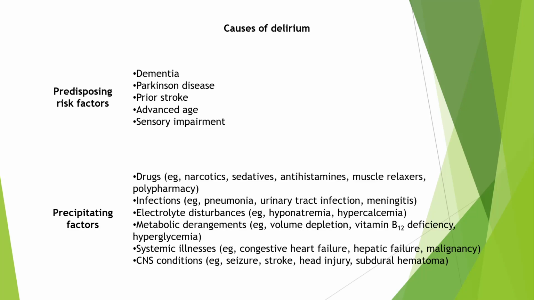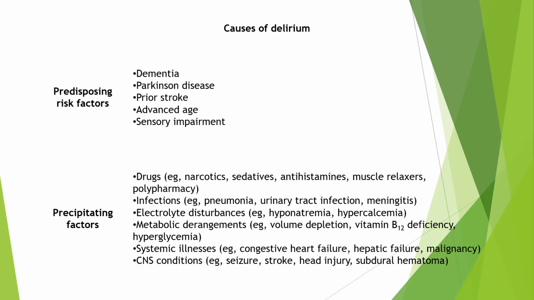What are the causes of delirium? Predisposing risk factors are dementia, Parkinson's, prior stroke, advanced age, and sensory impairment. These are the five predisposing risk factors in delirium. Again, Parkinson's, prior stroke, advanced age, dementia, sensory impairment.